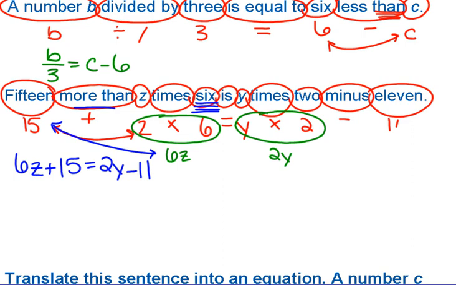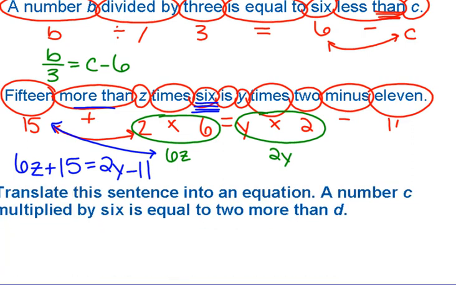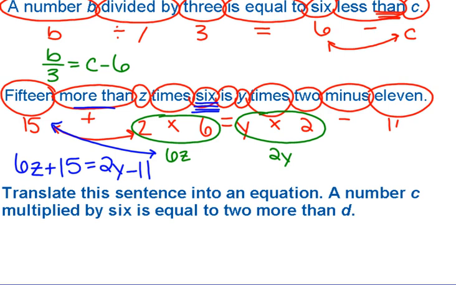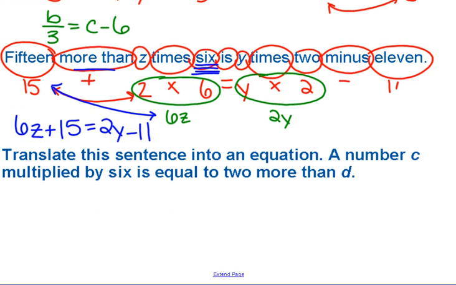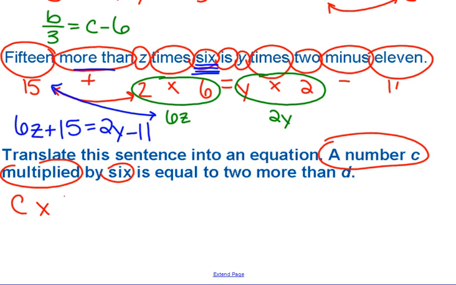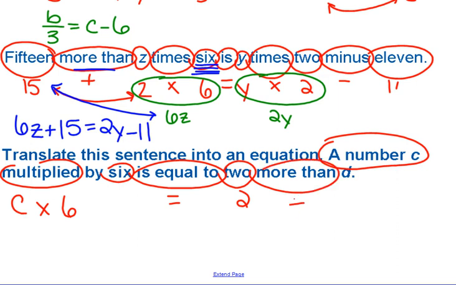All right, we have one more here. I'm going to do the same thing. Okay. We have a number c. I'm just going to write that right out in front, the c, multiplied by 6 is equal to 2. More than is going to be your addition. That switches places because of the word than. d.